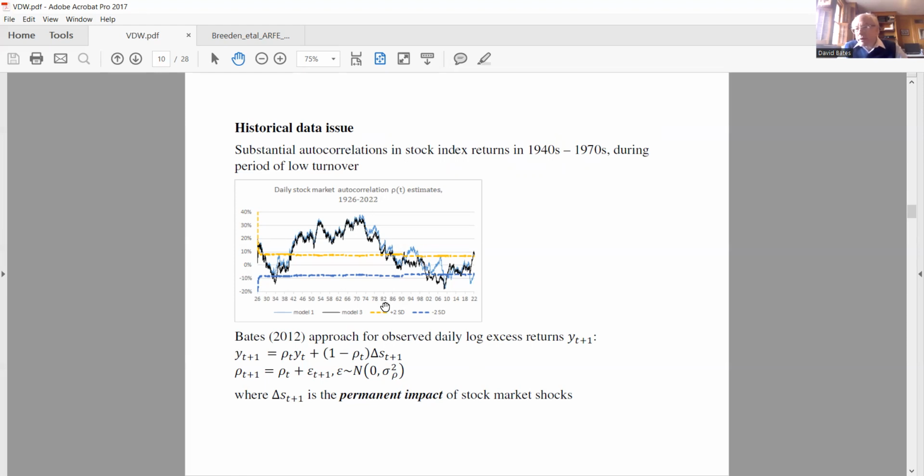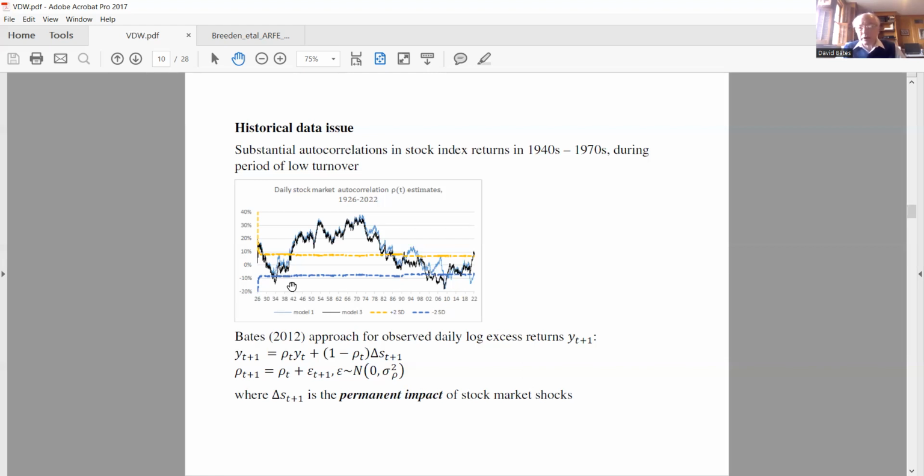This is something that Lo and MacKinlay pointed out, also Fama and French in terms of their variance ratio tests. So the stock market was not a random walk over this period. A probable reason is just stale prices. This was a period in the 1940s through 1970s when stock market turnover was quite low, whereas if you go back to the 20s and 30s, it was much less pronounced and stock market turnover was larger. I discussed this in my 2012 paper using turnover measures from Ken French's presidential address.